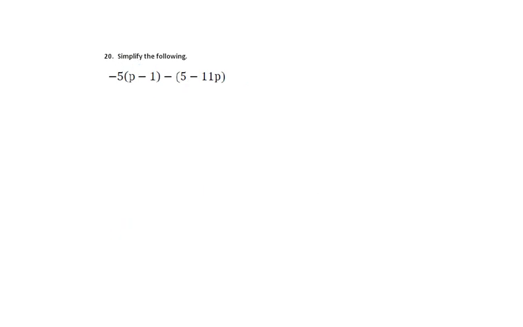Number 20, let's do the same thing. First, negative 5 times p is negative 5p. And then negative 5 times negative 1 is positive 5. Notice the second parenthesis doesn't have a number in front. Well, technically, it has a negative 1 in front. So negative 1 can multiply through. Negative 1 times 5 is negative 5. And negative 1 times negative 11p is positive 11p.